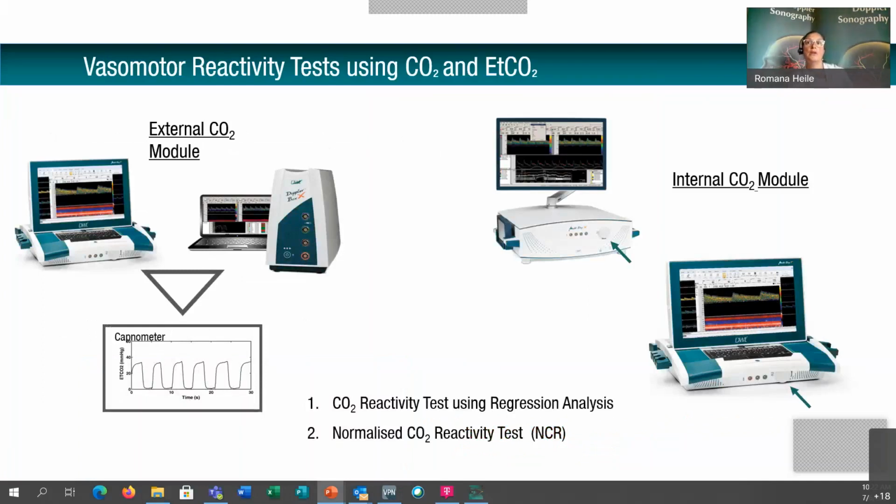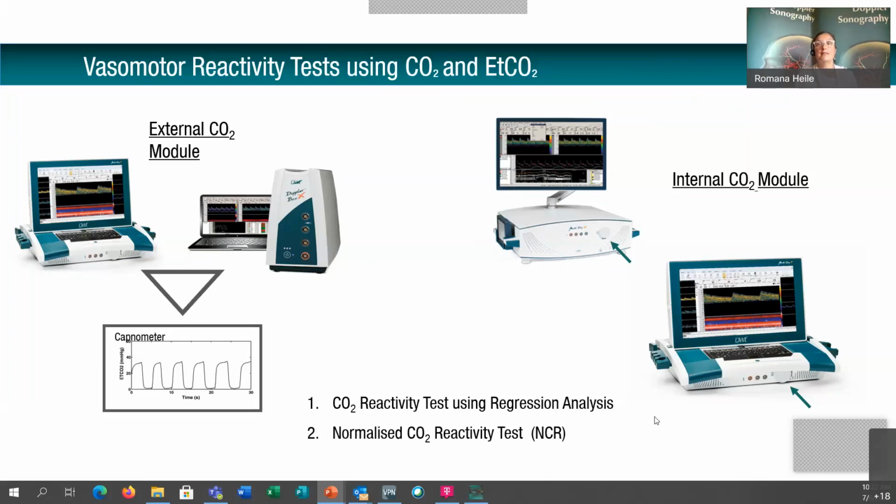So we know now how to increase the CO2. How can we measure CO2? For that formula, we need the end-tidal CO2 calculation. Therefore, with our systems, we have the possibility to connect a capnometer via analog input. That can be done for all of our systems, but especially it will probably be done with the MDT and also the Doppler box. And for the MDX and the MDT, we also have the option of a built-in internal CO2 module.